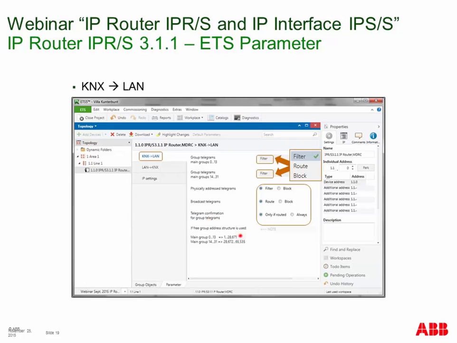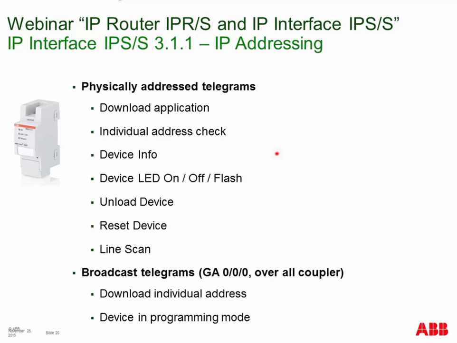A group telegram normally will be confirmed or acknowledged by the IP router. You can decide only if routed, or in special cases always. You can reduce traffic if you have, for example, the filter table deactivated, and in special cases you can adjust something here. And these broadcast and physically addressed telegrams, I would like to explain here a bit.